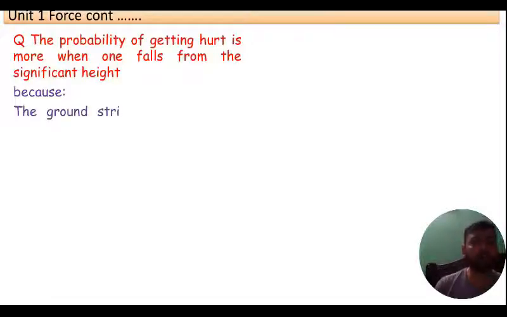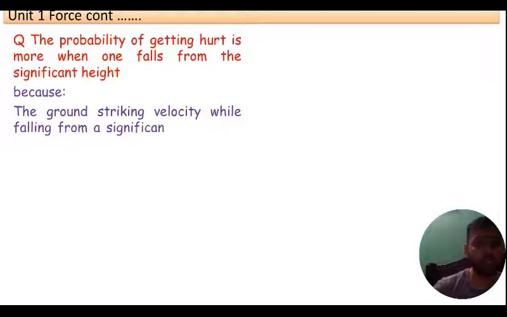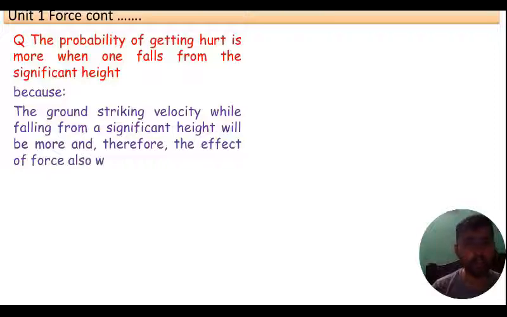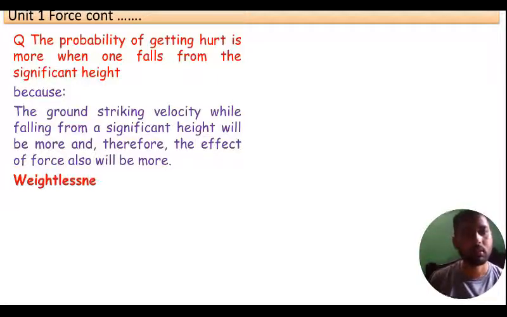Because the ground striking velocity while falling from a significant height will be more, and therefore the effect of force also will be more. That's why the probability of getting hurt is more when one jumps from a significant height.